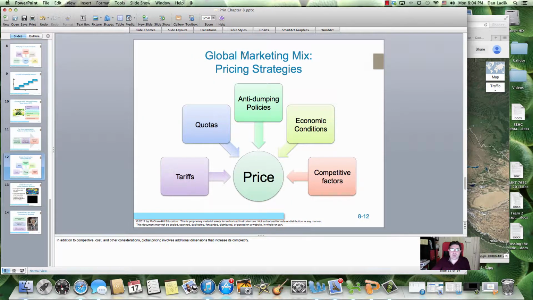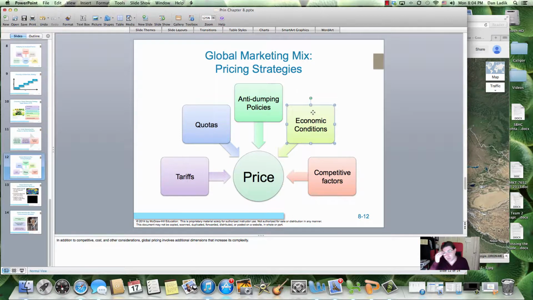So when we're thinking about the marketing mix, the 4 Ps, and particularly about pricing, quotas and tariffs affect price. This raises it. Quotas also tend to raise price. Competition influences price. Maybe there are more competitors in a particular marketplace than in the domestic marketplace, and you want to get some market share, so you price your product lower. The economic conditions of a particular marketplace may impact what the price is.